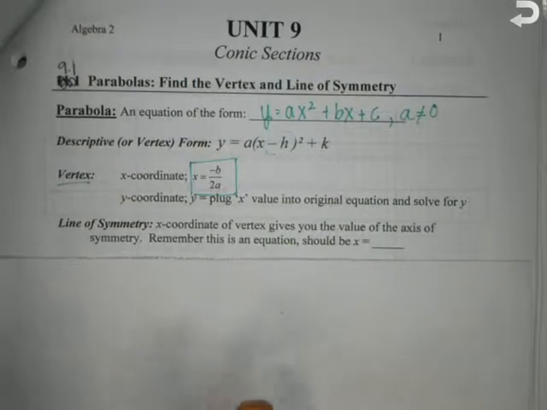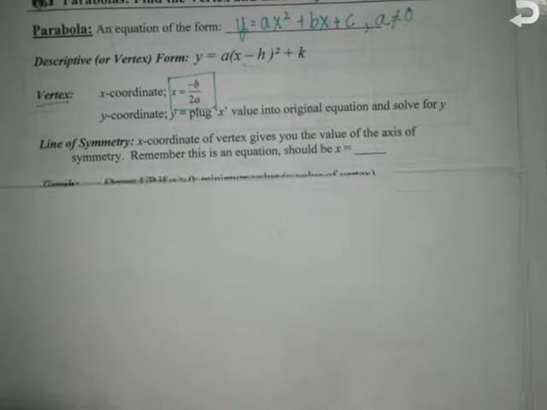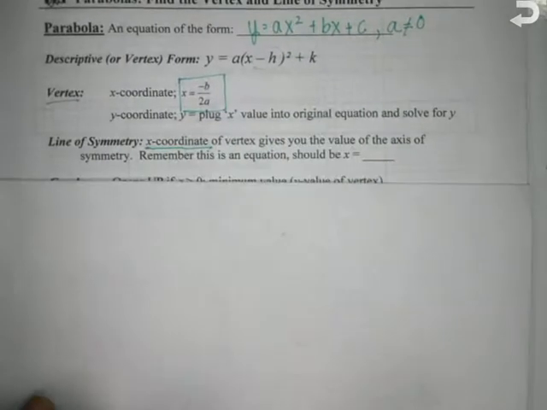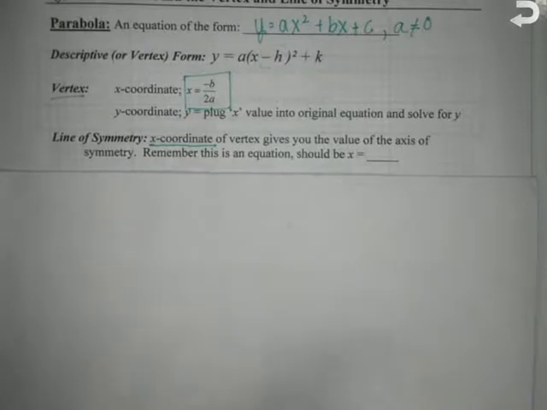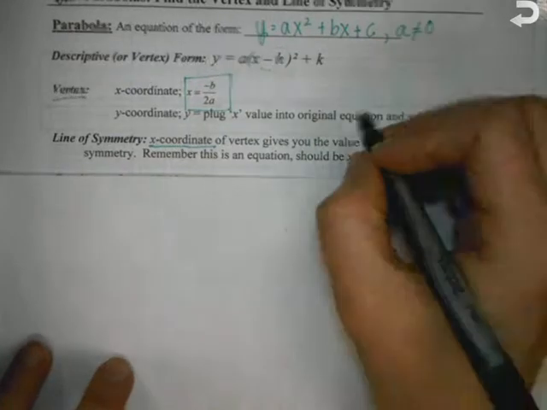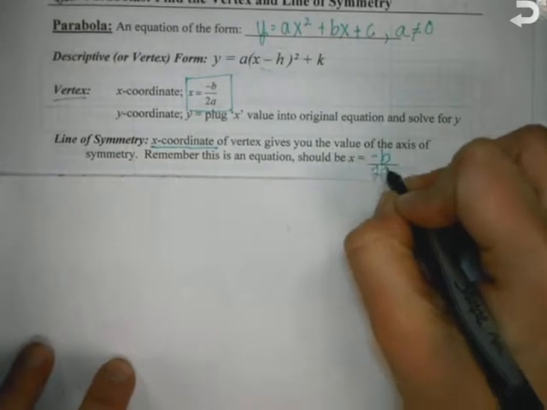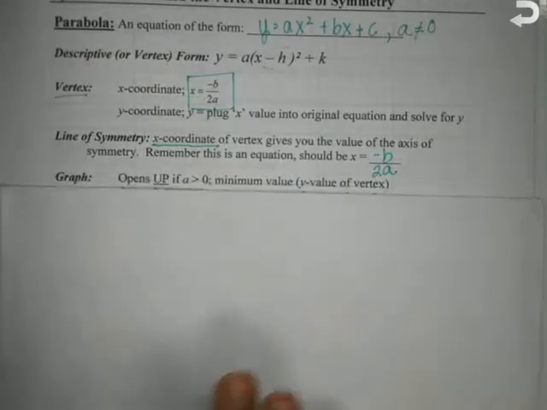We also remember what's called the line of symmetry. The line of symmetry is an x-coordinate only, so it's the x-coordinate of the vertex, and it gives you the value of the axis of symmetry. Does the line of symmetry go up and down or side to side? It can be either one, but we've only worked with up and down so far, right? Remember, this is an equation, should be x equals negative b over 2a. So to find the line of symmetry, we plug in negative b over 2a. That's the x-coordinate.